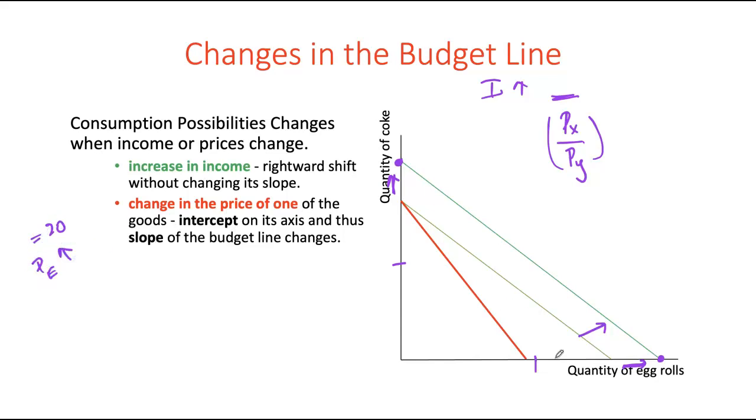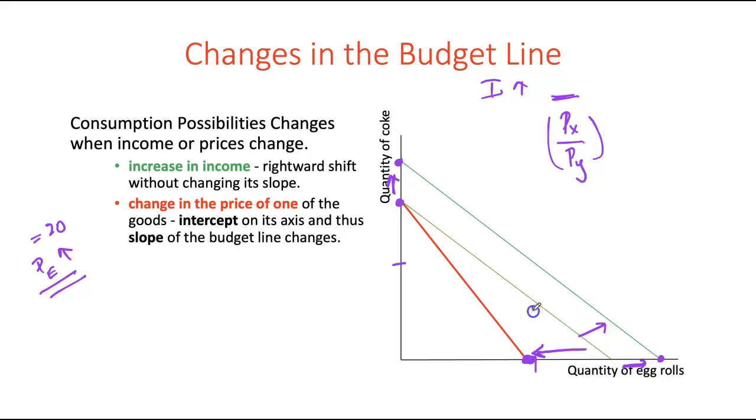Note that because the price of egg rolls has gone up, I can now afford fewer egg rolls. So with the $20 spent only on egg rolls, I cannot consume as many egg rolls as before because egg rolls are now more expensive. In this particular example, nothing has happened to my income and nothing has happened to the price of the other good. The price of Coke is the same. So nothing happens to my vertical intercept.